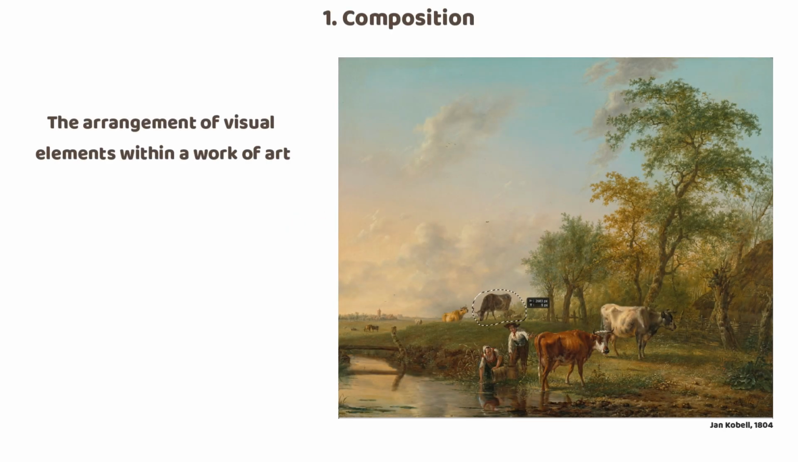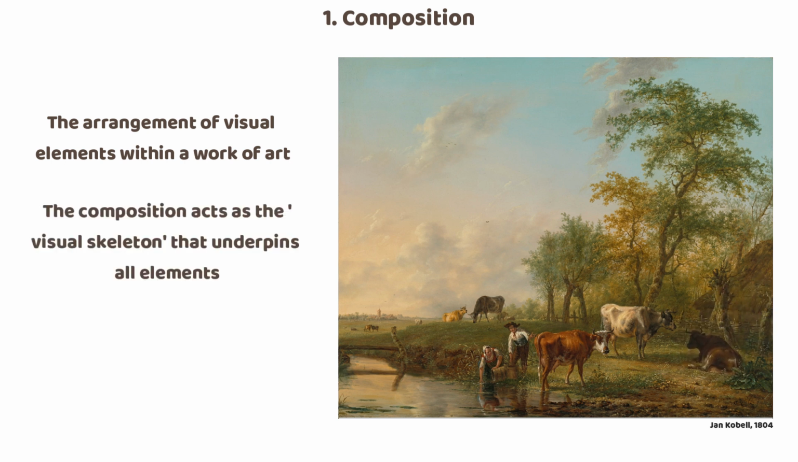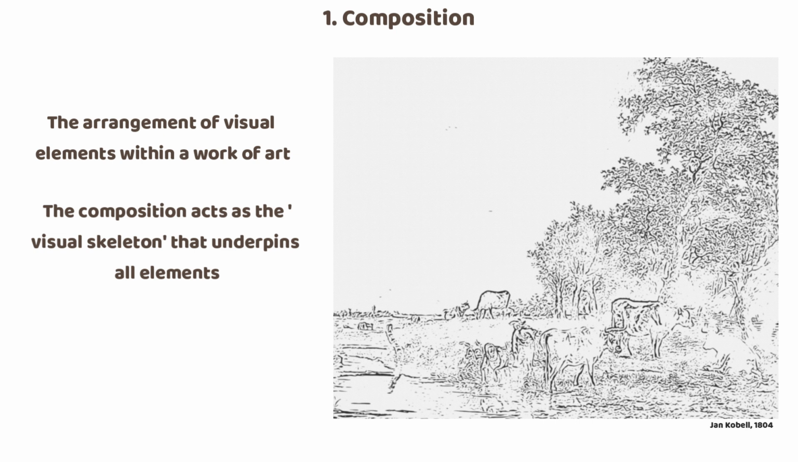In the wonderful world of drawing and painting, composition is the arrangement of visual elements within a work of art. Whether you're working on paper, canvas, or any other surface, the composition acts as the visual skeleton that underpins all of the elements. You can think of it as an architectural blueprint. It provides structure to the painting's layout and influences how the subject is presented.